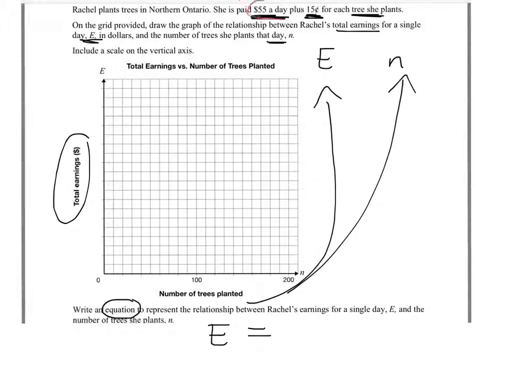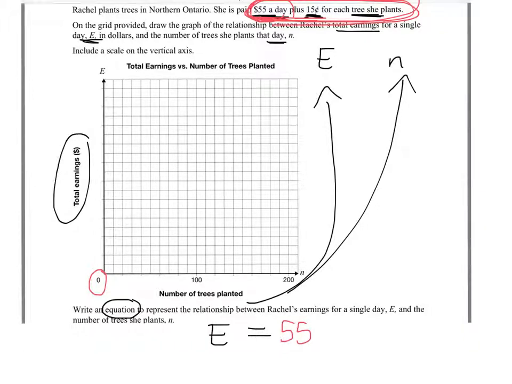Go back to the question. How would you calculate, if this was you and you were planting trees in Northern Ontario, how much money you would make? This is the information. She gets $55 a day, no matter what. If she plants 0 trees, how much money does she get? 55. Okay? So we already know a point on the graph. 0 trees, she gets $55 automatically just from showing up.